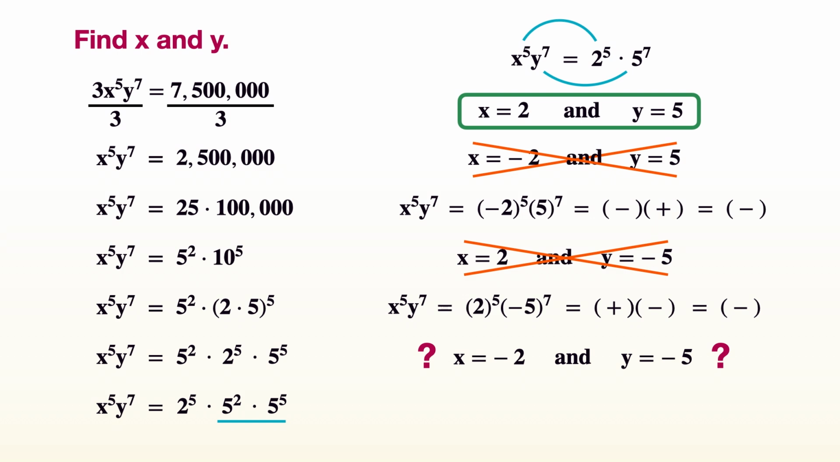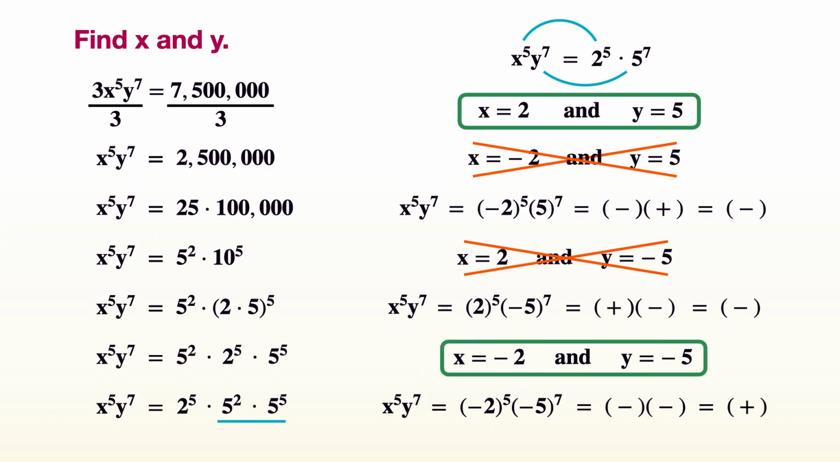In the third possibility, both x and y are negative, so when we raise each one of them to an odd power, they will be negative. And a negative times a negative is a positive, so we have found a second solution, which is x equals negative 2 and y equals negative 5.